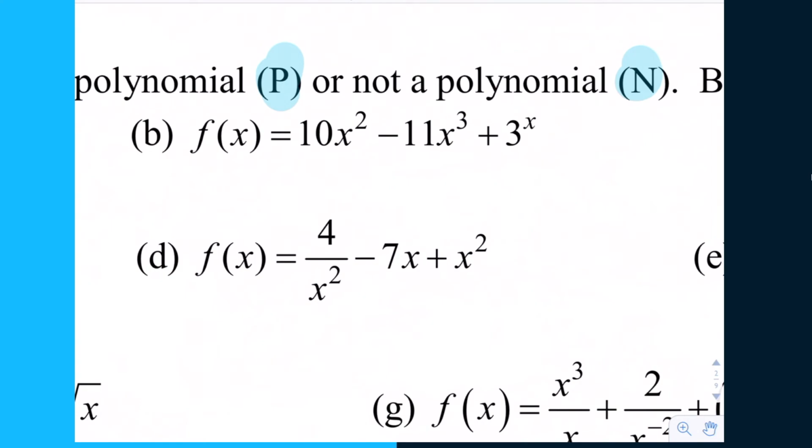Let's look at it term by term. It's got to be a real number times x to a whole number power, right? That's the qualifications. 10 is real, 2 is whole. Good. Next one. Negative 11 is real, 3 is whole. Next one.